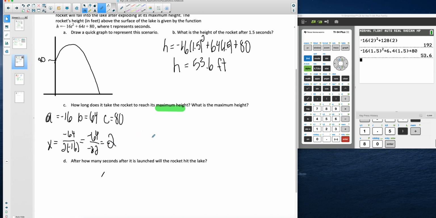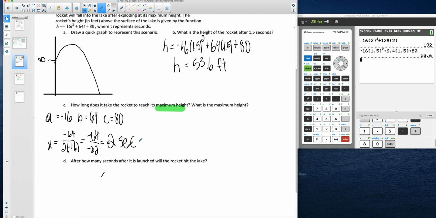And that is how long it takes to reach its maximum height, which was 2 seconds. I'm really struggling here. This is really slowing down, guys. You can see it's really big and really slow.